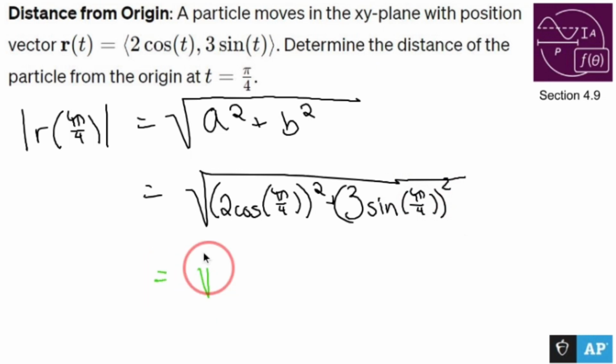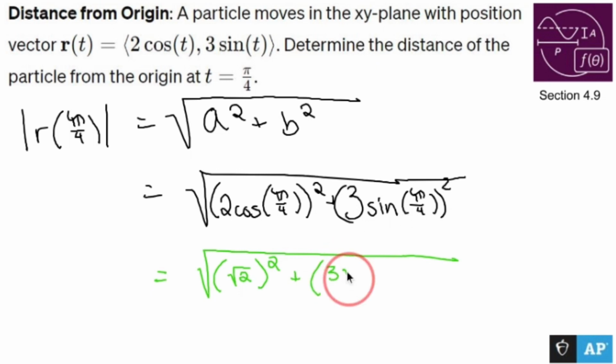Now, cosine of pi over 4 is root 2 over 2. So we have 2 times root 2 over 2, so just root 2, all right, squared, plus 3 sine of pi over 4, which is also root 2 over 2, so nothing fancy happening here. It's going to be 3 root 2 over 2 squared. All right, I'm going to need the space. Not so much for the left one, but for the right one.